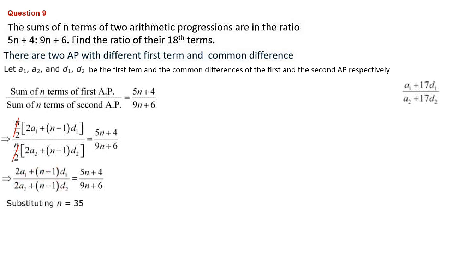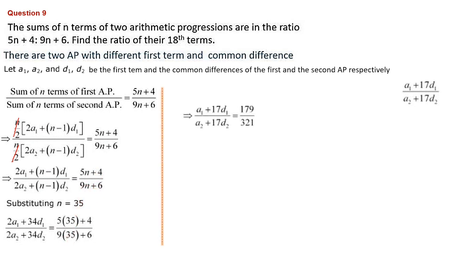So, substituting n equal to 35. Why are we substituting 35? It is explained here: 35 minus 1 is 34, and from 34 we can take 2 common so that you will get 17. That is our aim. So 2a1 plus 34 d1, since 35 minus 1 is 34, over 2a2 plus 34 d2, is equal to, here also put n equal to 35, 5 into 35 plus 4 divided by 9 into 35 plus 6.